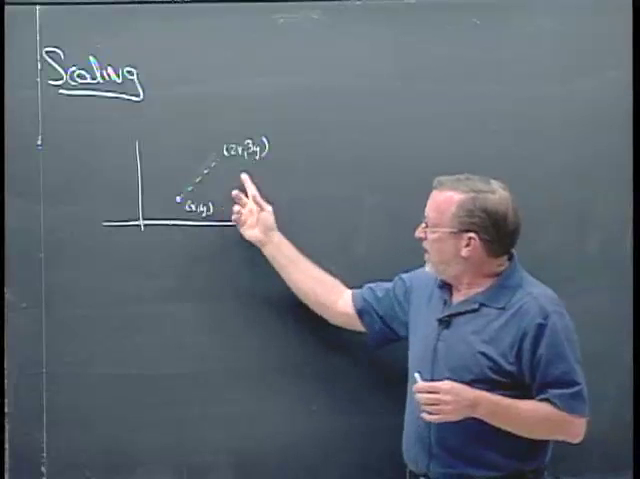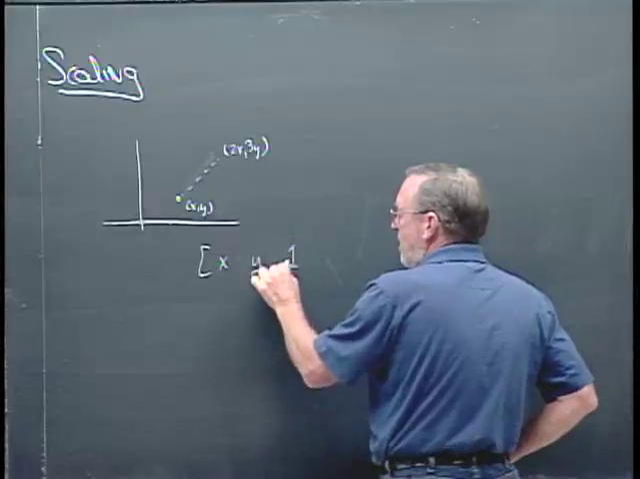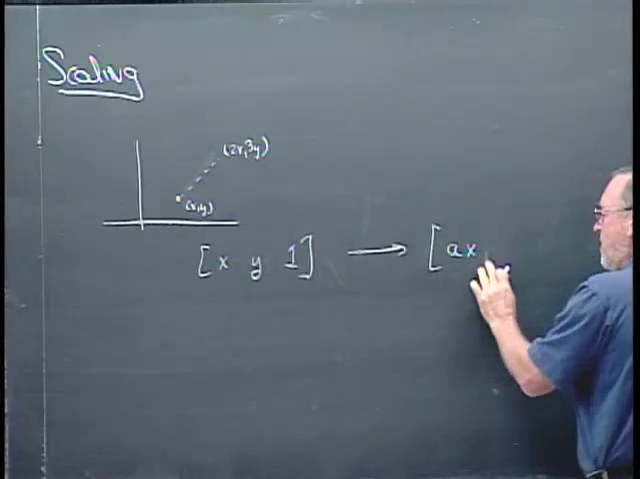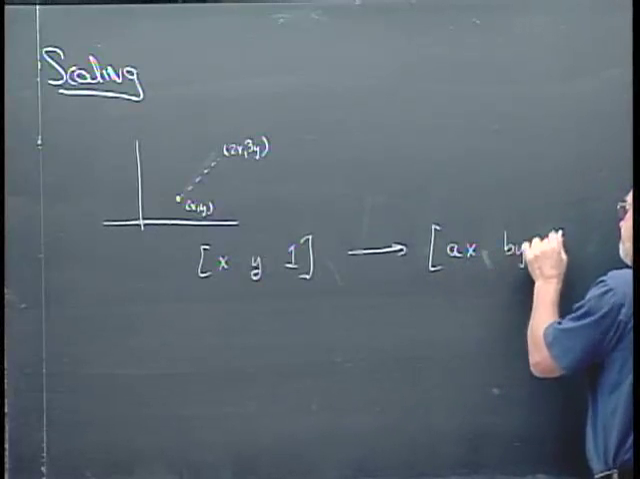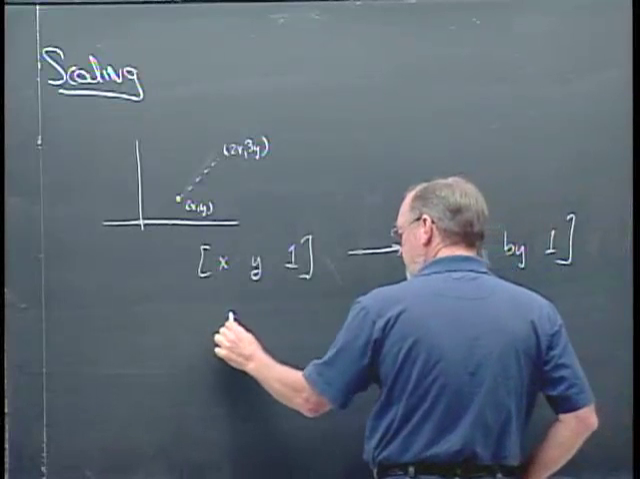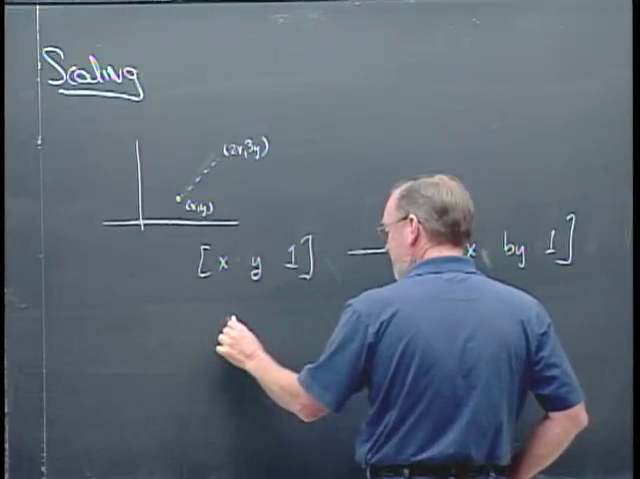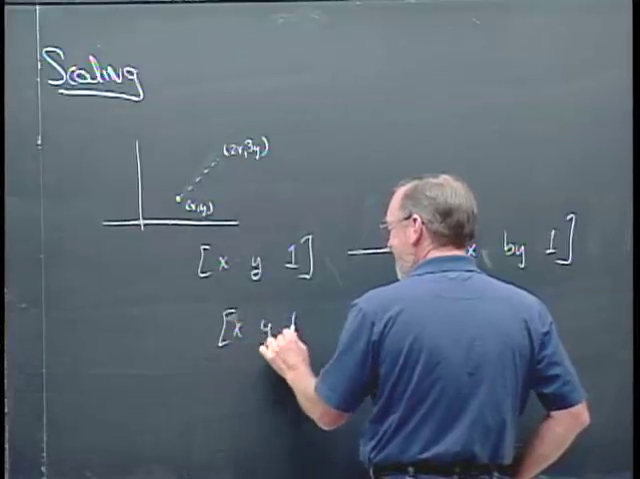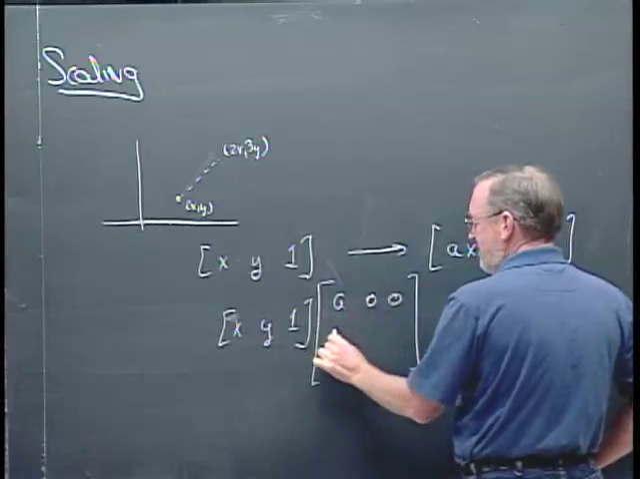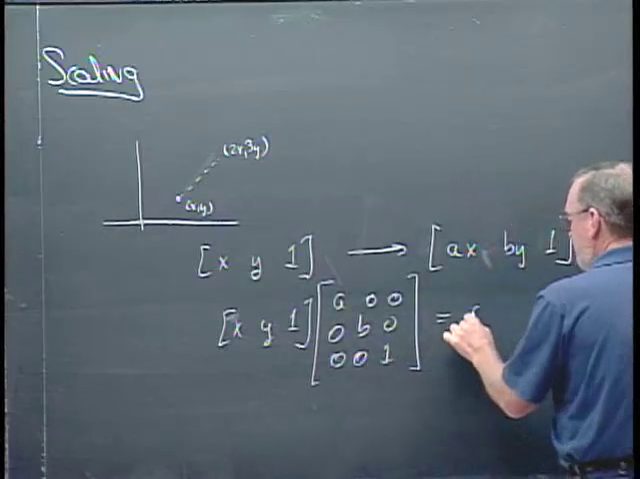So scaling is the next one, and it typically looks like this. If you take x, y and you add your 1, and you want to move this to ax and by and 1, figuring out the matrix to do this one is easy. X, y, 1. And I think the matrix is a, 0, 0, 0, b, 0, 0, 0, 1. And you get what you would expect.